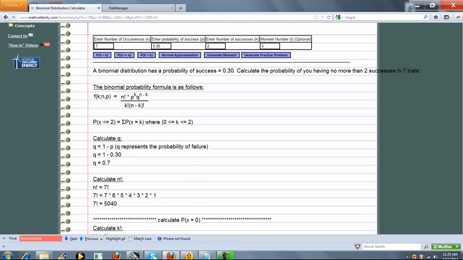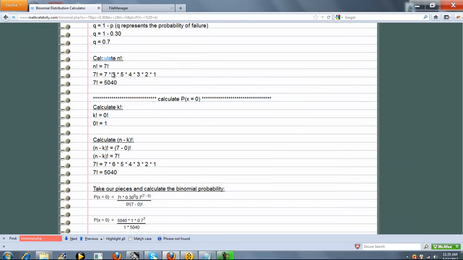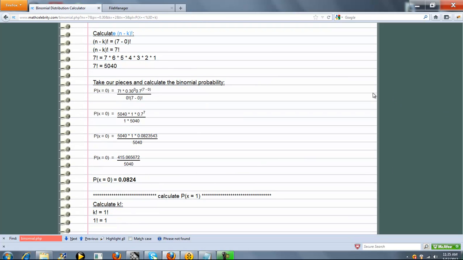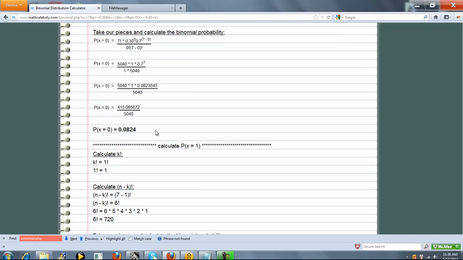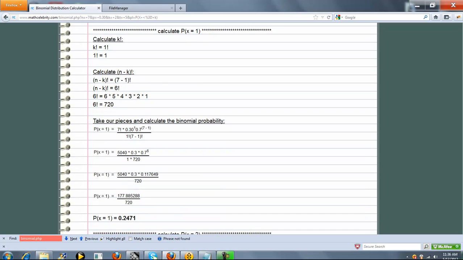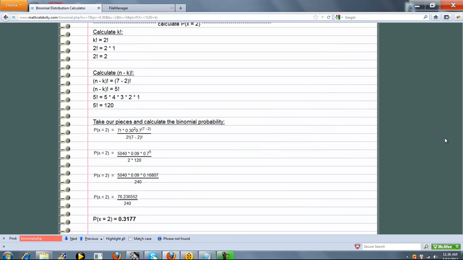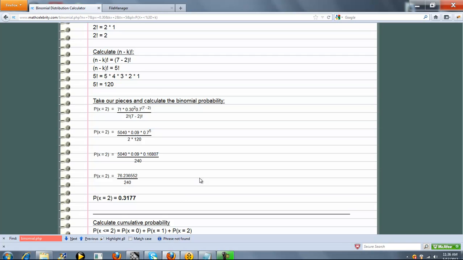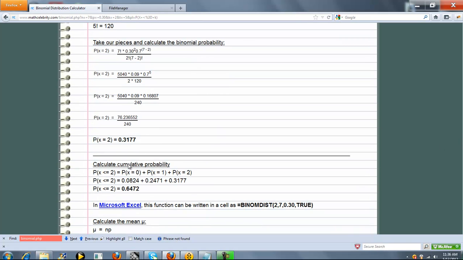Calculate q, calculate all our pieces that we calculated before, n factorial, k factorial, n minus k factorial. Now we take our probability, but here's the additional item that you need to do. Let no more than 2 successes is 0 successes, 1 success, or 2 successes. So as you can see here, we're going to go through and calculate probability of 0 successes, then 1 success, as you can see here, this, and then 2 successes here. Now, we're going to add all 3 of those up, and we're going to get our final probability.